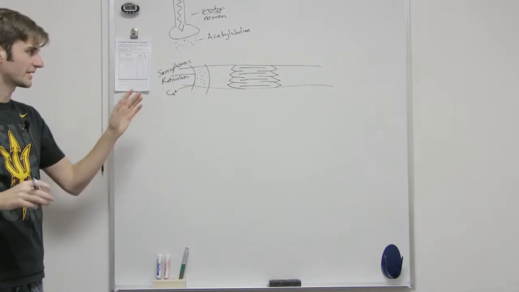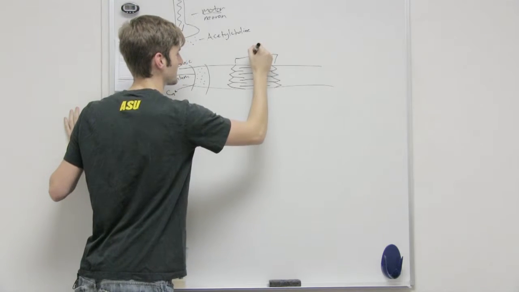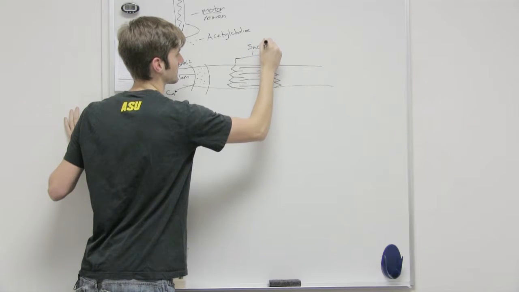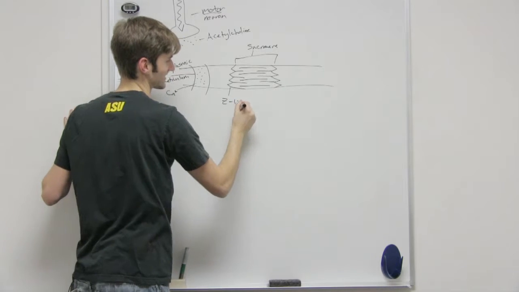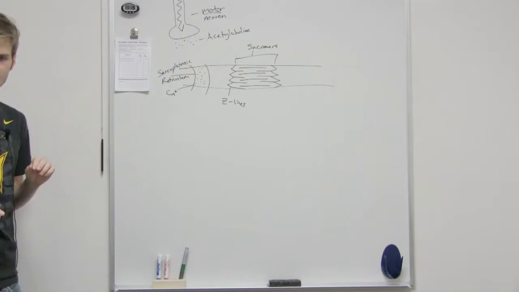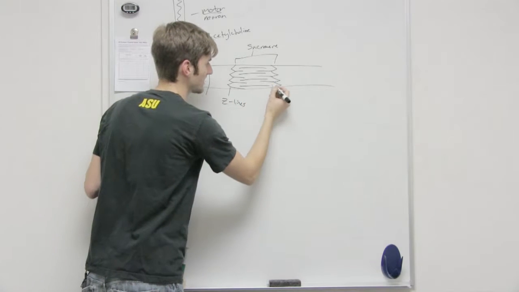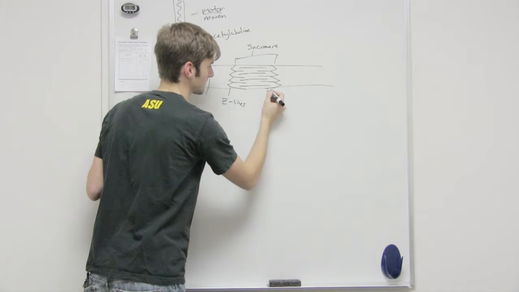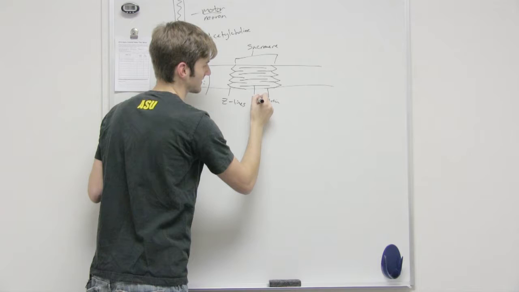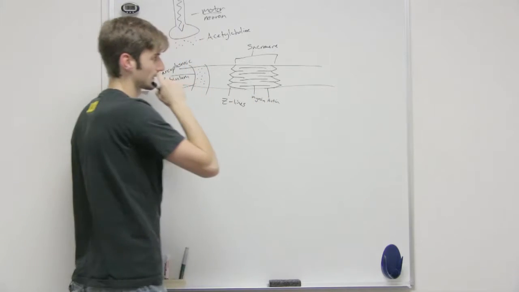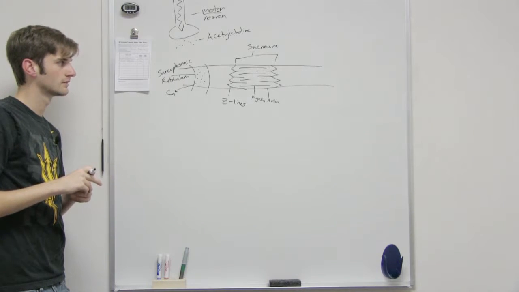Now in the myofibril, we have a bunch of these units called sarcomeres, which is just the space between these lines, which are called Z lines, which makes sense because it's kind of like a Z shape. There's a bunch of these little segments called sarcomeres, and they're made up of two types of fibers: actin and myosin.